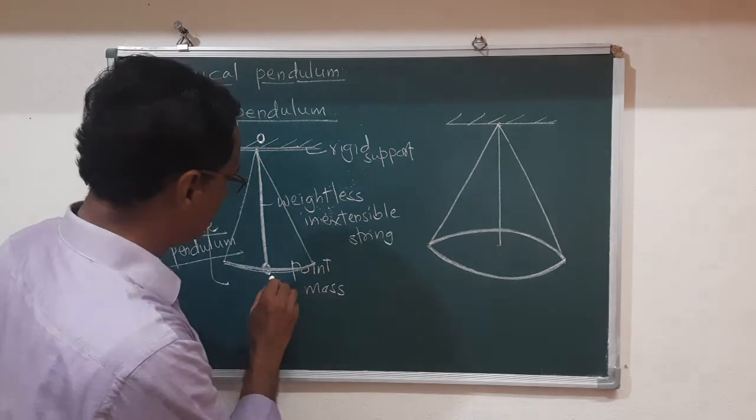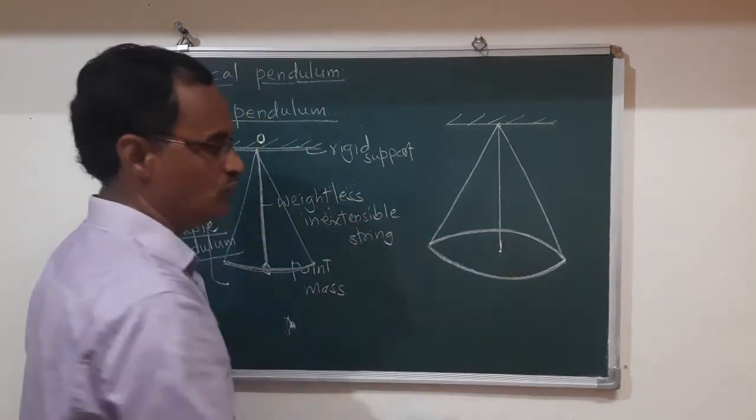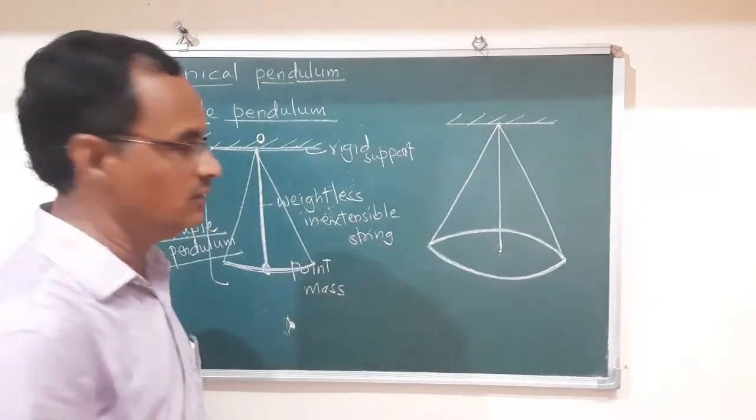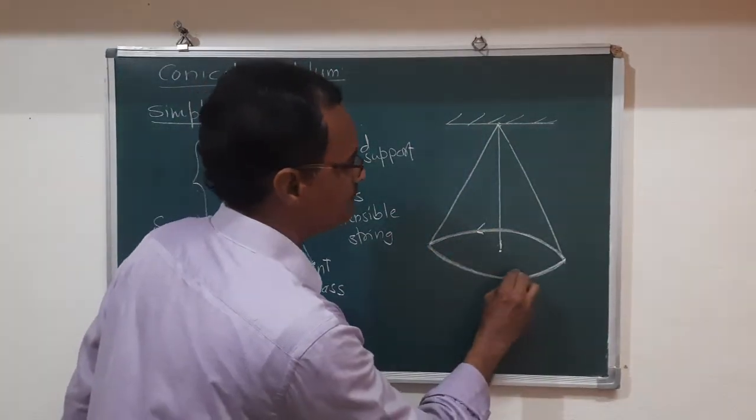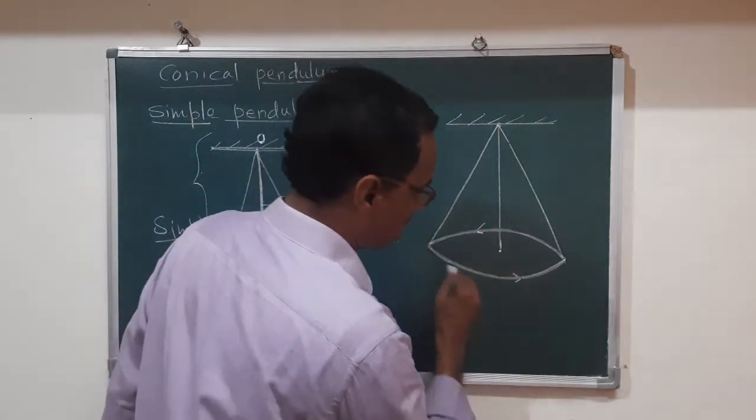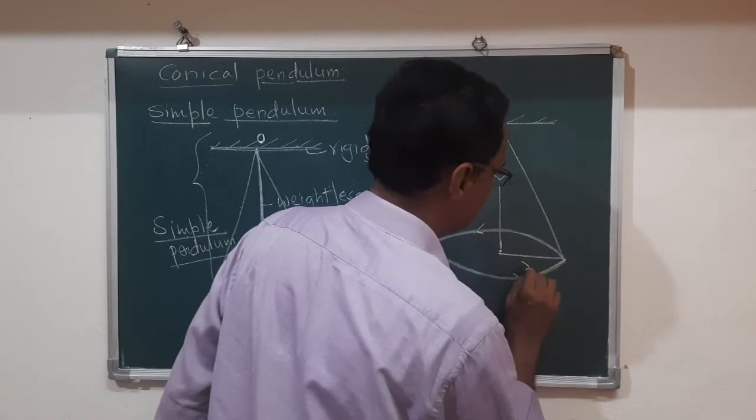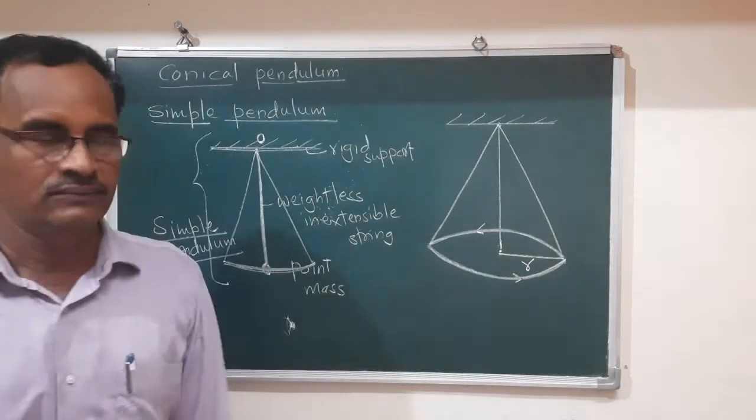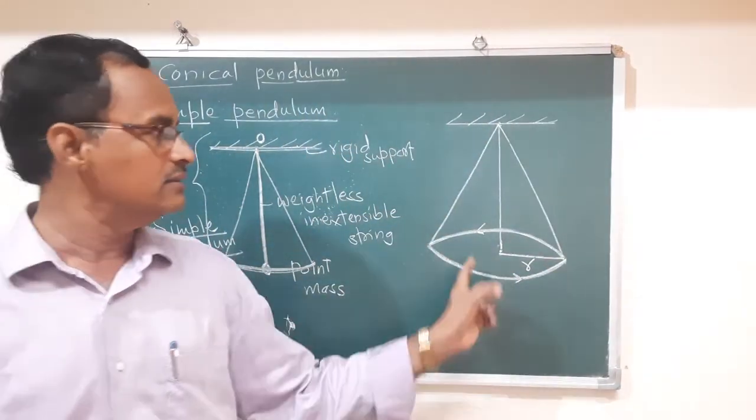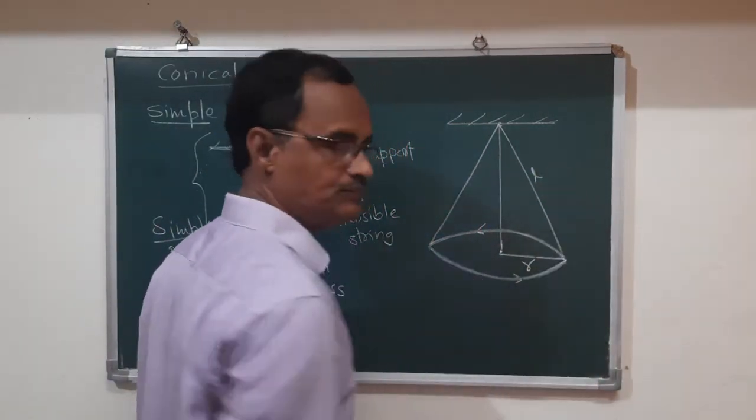Here it performs linear simple harmonic motion. Here it performs angular motion, with angular velocity. It has an angular velocity because it performs horizontal circular motion. Now here, this is the path of that pendulum, and therefore this is the radius of curvature of this pendulum. r is the radius of that path, and this is the length of that string here.